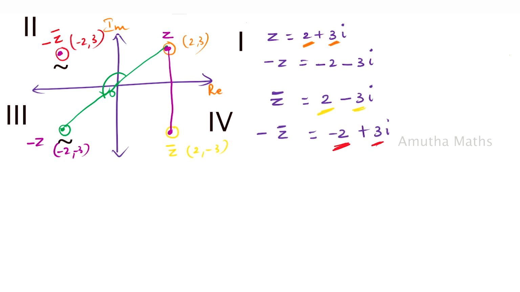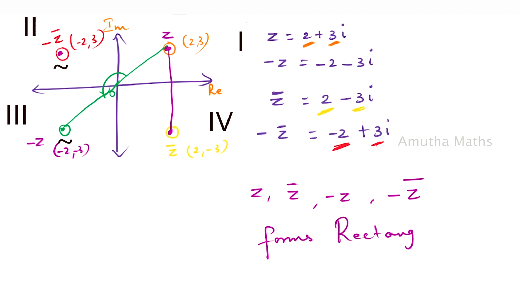So the points Z, Z bar, minus Z and minus Z bar form a rectangle. This is very important. If you join these, we will be getting a rectangle. Now we shall see some problems.